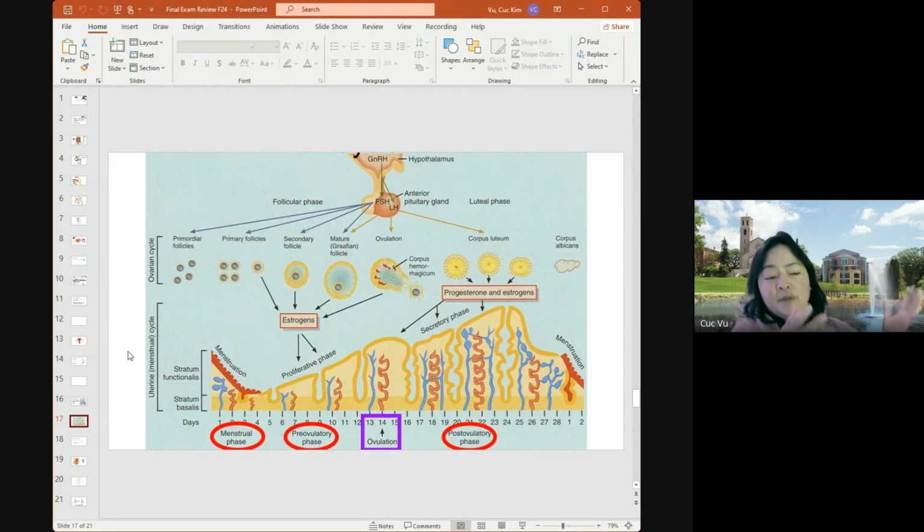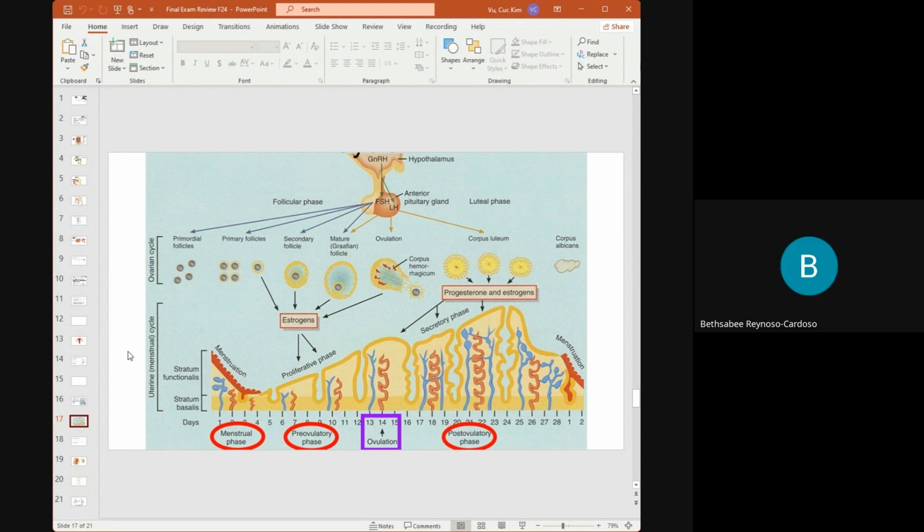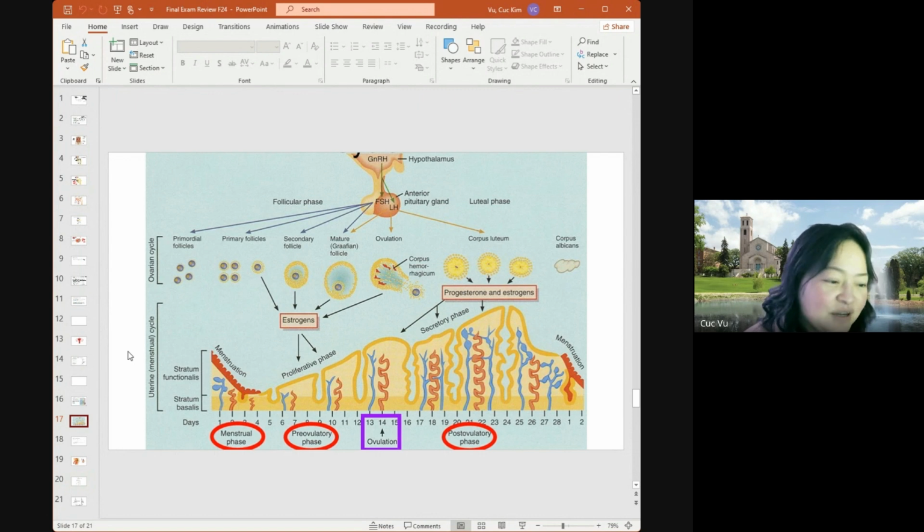If you can explain this picture to me, you will most likely be able to answer 90% of the test questions for the female reproductive system. Well, it has everything in there. It has a menstrual phase, ovulation, and the follicle phases. Exactly. And that's why if you can explain this one graph to me, you'll get 90% of the questions.